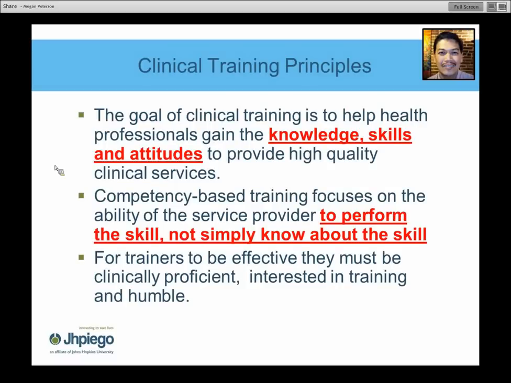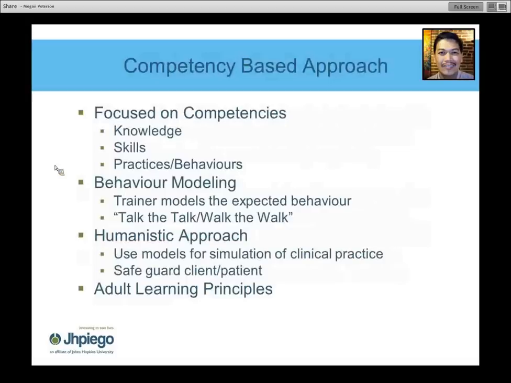Now, the key element to this one is that we have trainers. In order to be effective, they must also be clinically proficient. That means that they have the skills that can be transferred, in this case, implant insertion and removal, and the capacity as a trainer to effectively transfer the skill to new providers. So with the competency-based approach, we focus on competencies which are broken down into knowledge, skills, practices, as well as behavior.